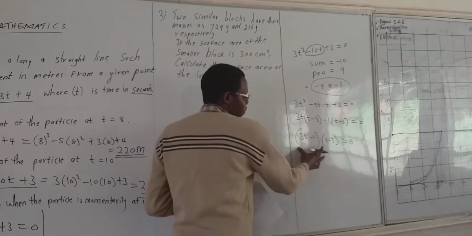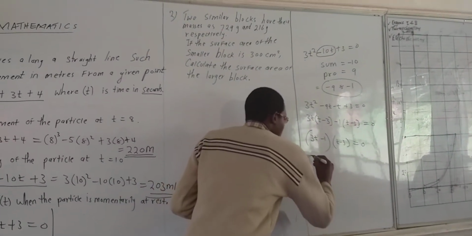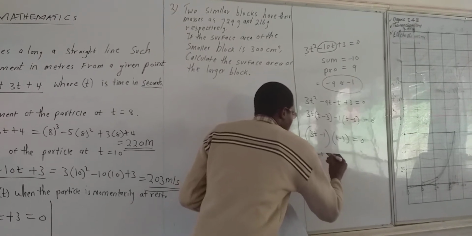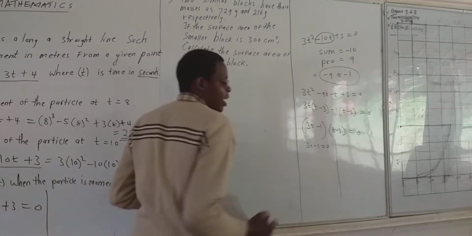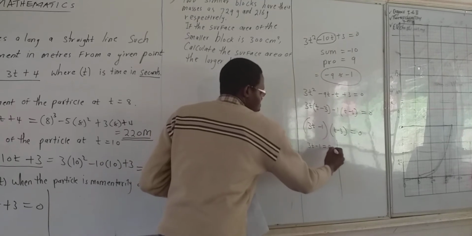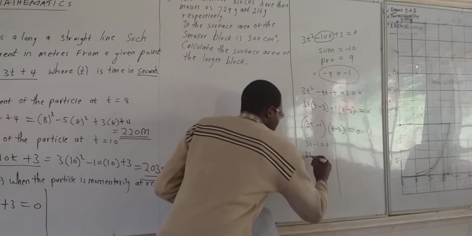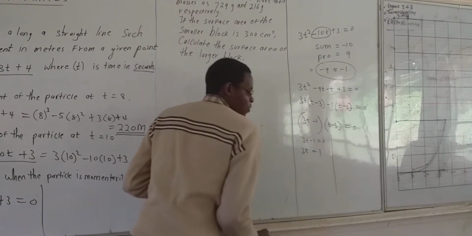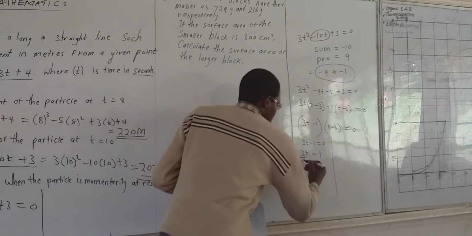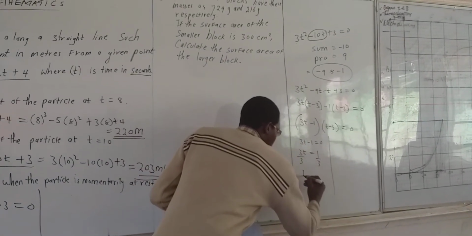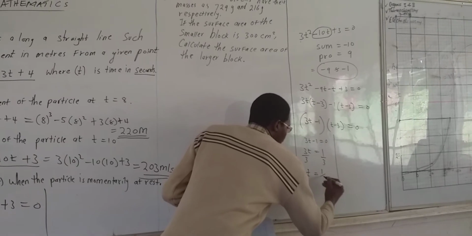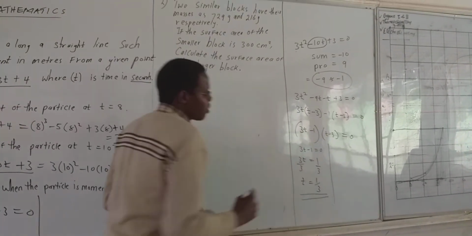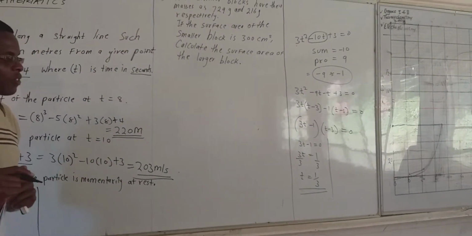You come and equate the first one to 0. So we have 3t minus 1 is equal to 0. If we take this one on the other side, we have 3t is going to give us 1. For us to get the value of t, we divide by 3. So our t is going to be 1 over 3. That is the first value of t.